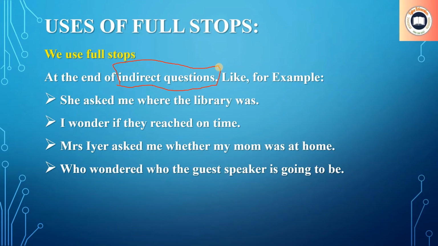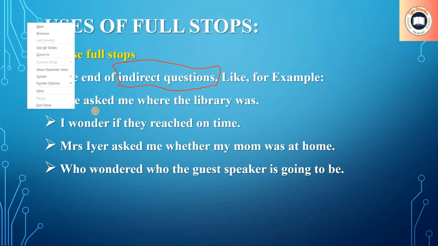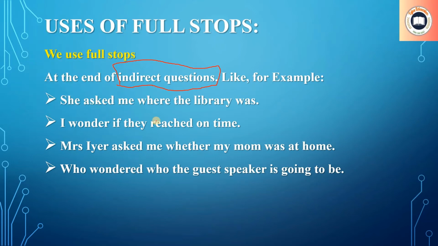Direct questions are the questions that directly end with a question mark because it is directly a question. But an indirect question sounds like a question, but it is not a question. It is a statement, a sentence. So let's see a few examples.